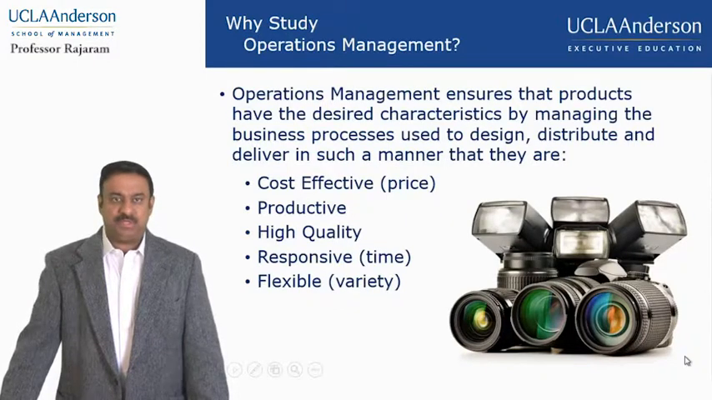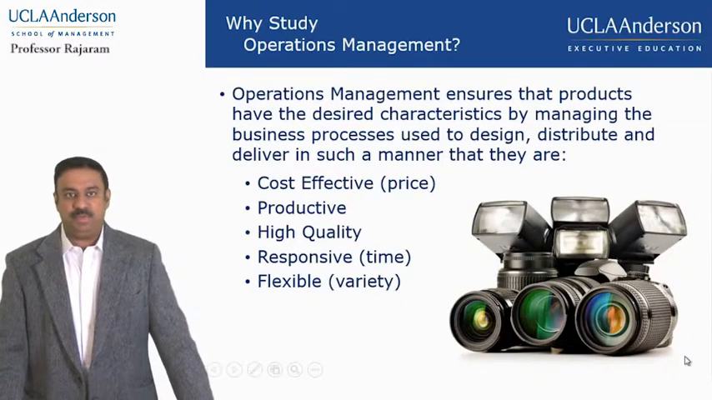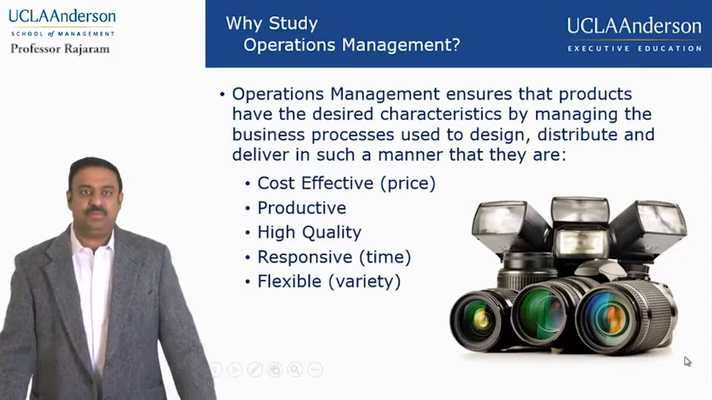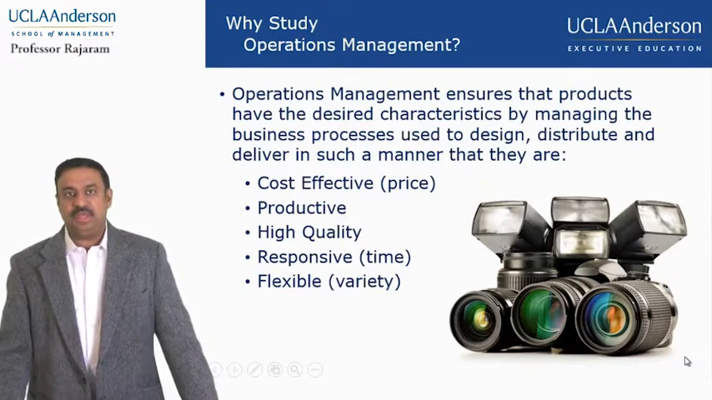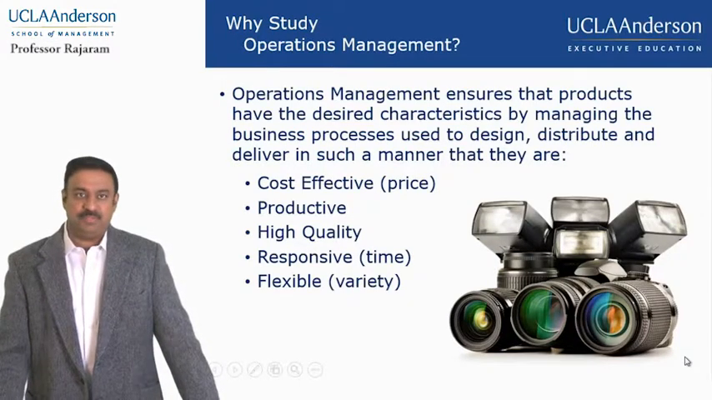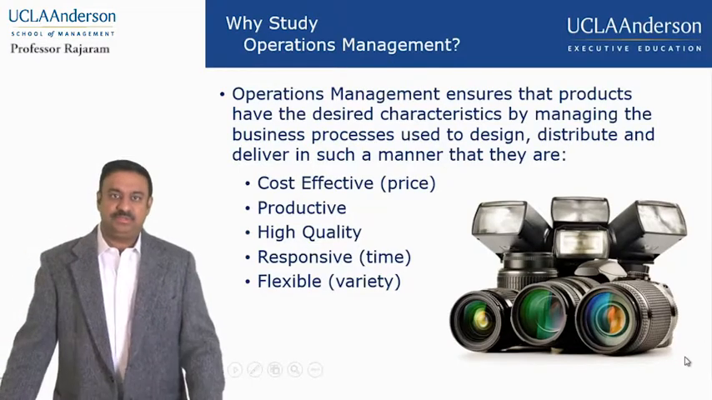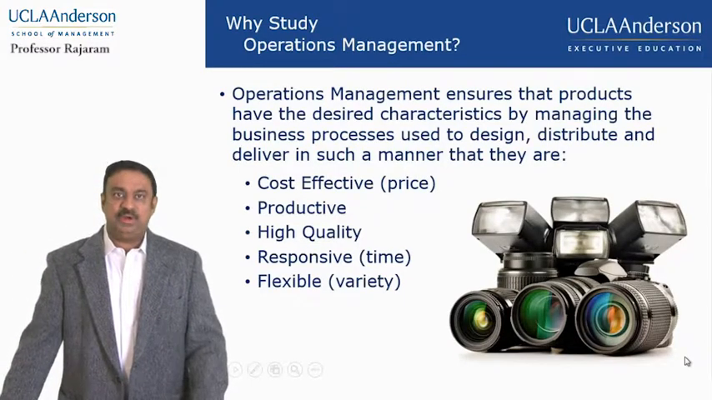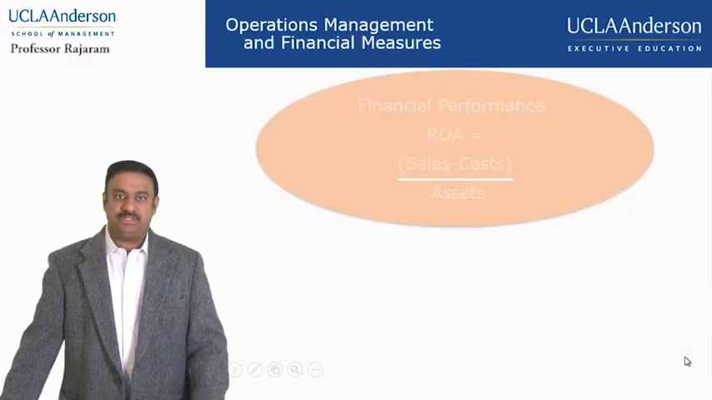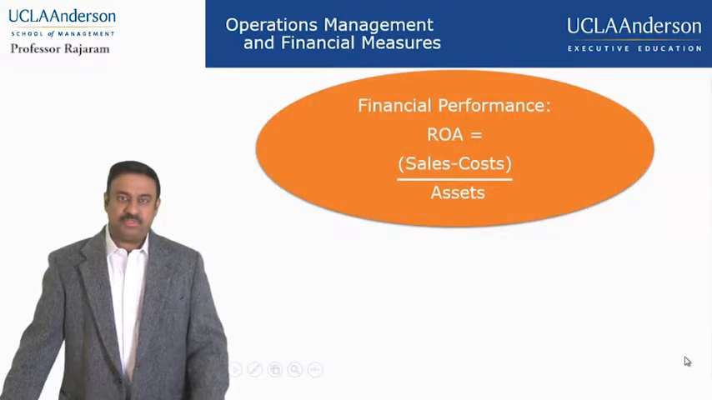And all these measures of operations performance have a major impact on the financial measures of an organization. And a typical way of measuring the performance of an organization is using a commonly used measure called the return on assets, or the ROA, which is nothing but sales minus cost divided by assets. So it's a measure on how effectively an organization uses its assets to generate profits.